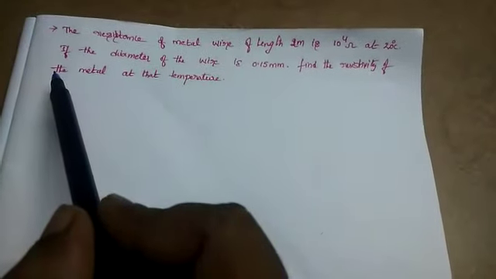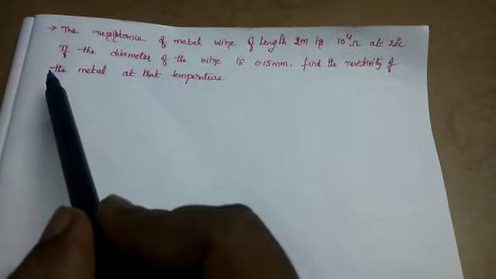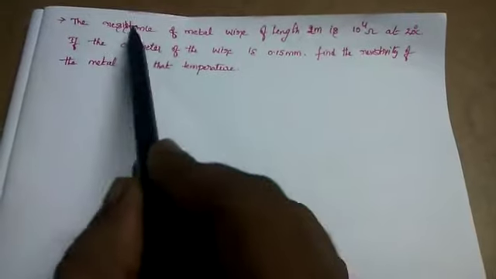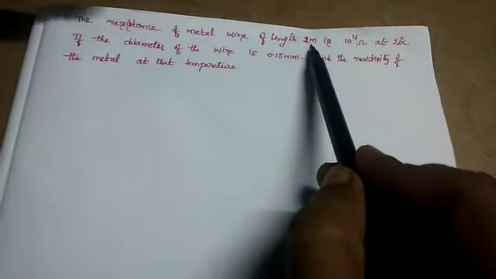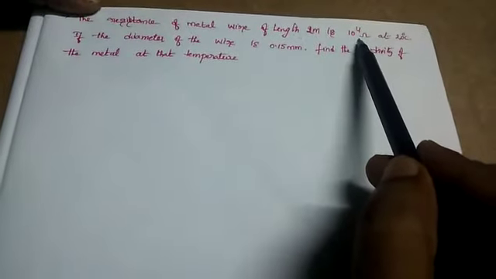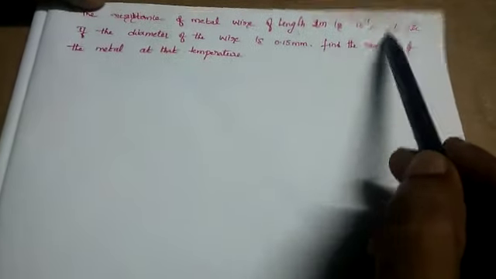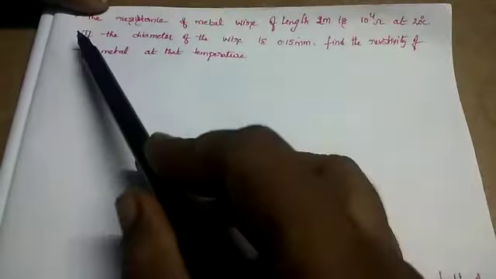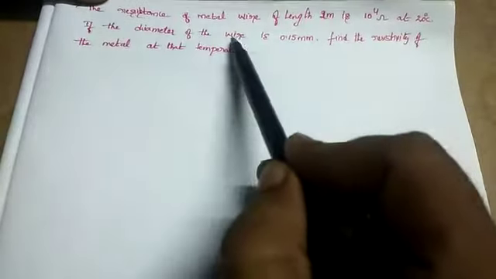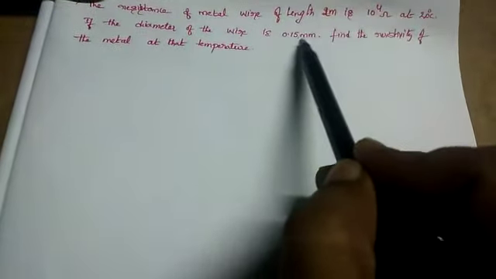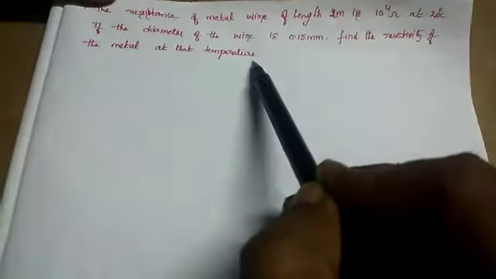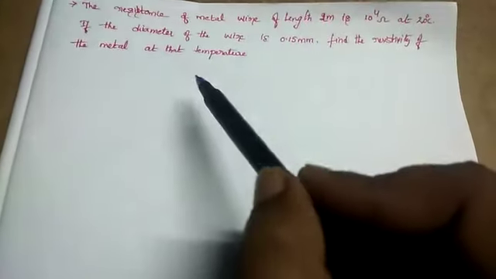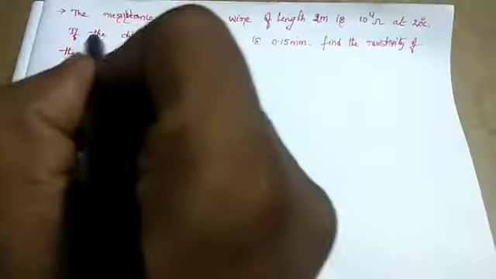Some problems here from the previous class. The resistance of a metal wire of length 2 meters is 10 to the power of 4 ohms at 20 degrees centigrade. If the diameter of the wire is 0.15 millimeters, find the resistivity of the metal at that temperature. So here we have to find the resistivity.